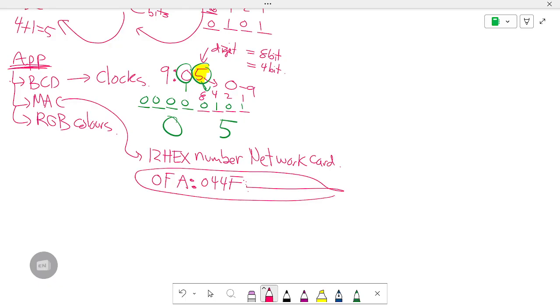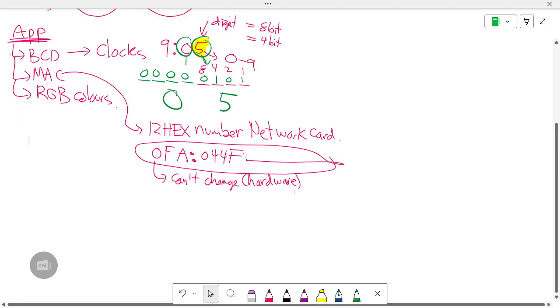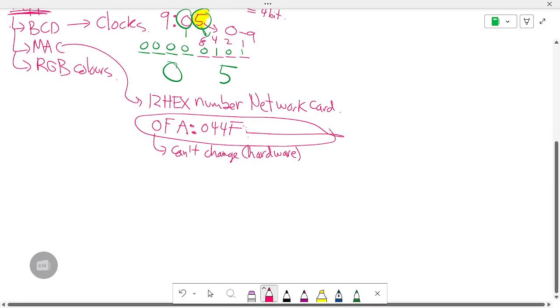You get this long hex value, and it's used for identifying the hardware of your device. It can't change. It shows you your hardware, and so I can use it to figure out what kind of computer is on the internet. Each device has a unique MAC address from the manufacturer. Cool, that's an application. RGB, what is RGB?